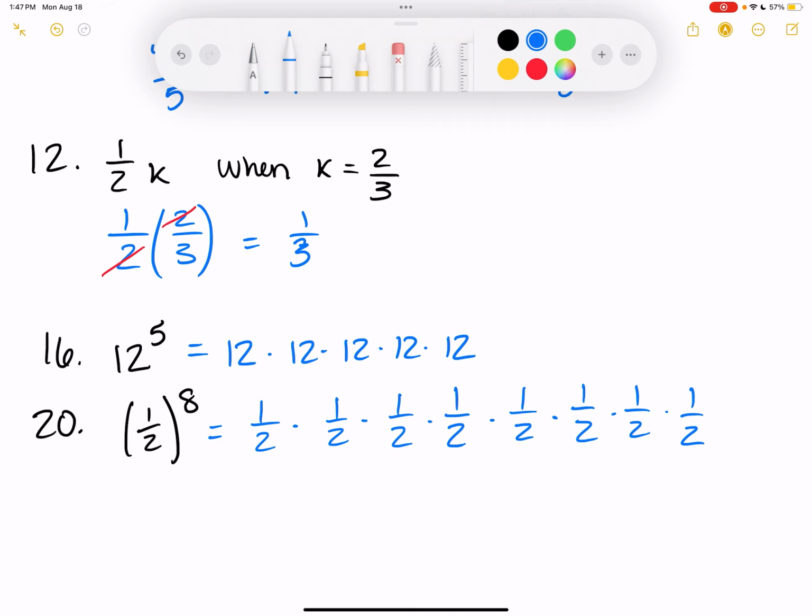So basically that's all you need to do on those ones. You don't need to write it out in words. If you want to, that's fine, but you don't have to.